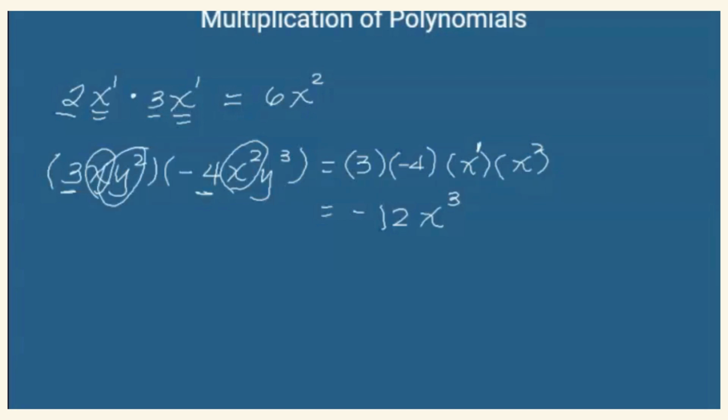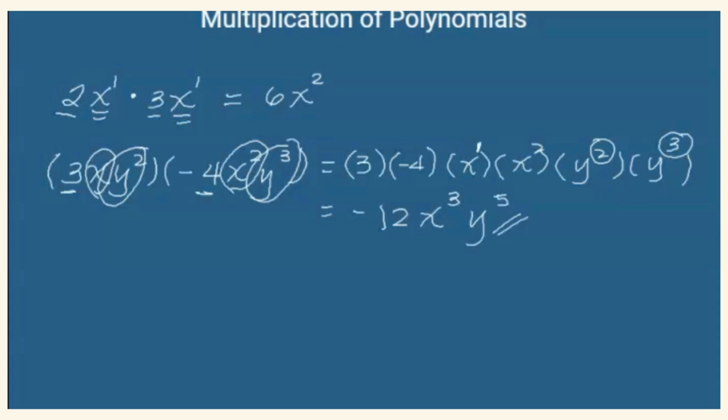And for our y squared and y cubed, so we have y squared times y cubed. Again, applying the law of exponent, so we add the exponent 2 and 3, or indices 2 and 3. So that's 2 plus 3 and 5. So the answer is negative 12x cubed y to the 5th.